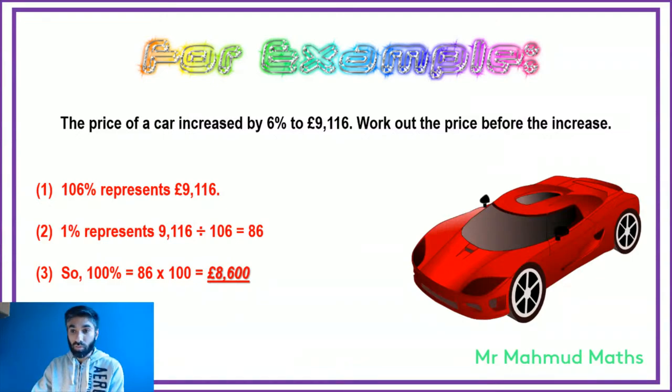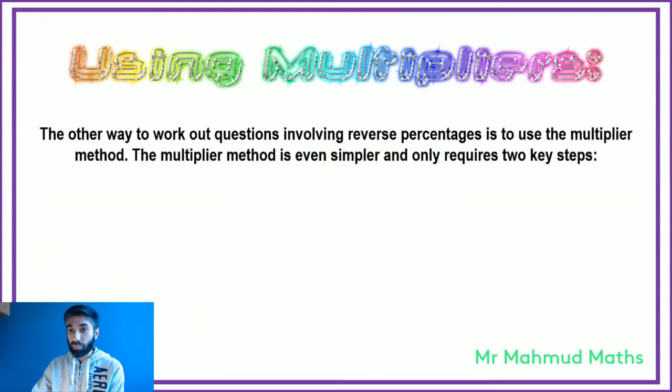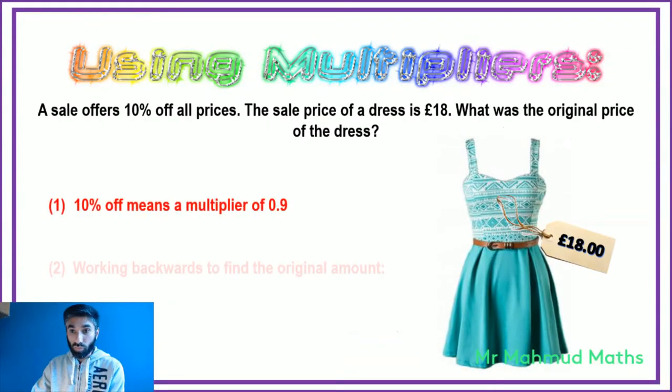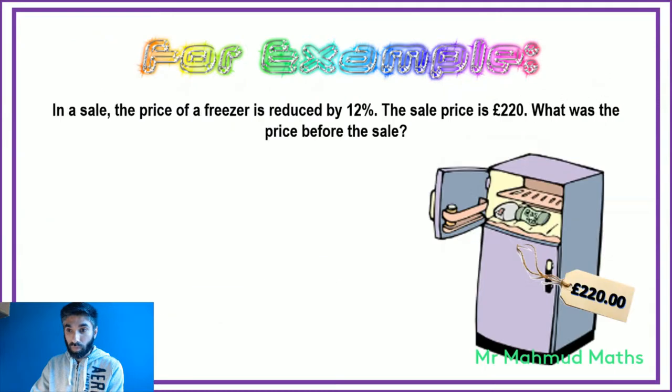So 8,600 was the price. Okay, so the price before the increase was 8,600. So the answer for the question we started off with: 10% off means multiplying by 0.9. So it'll be £18 divided by 0.9, which is £20. And that's the answer for this one.